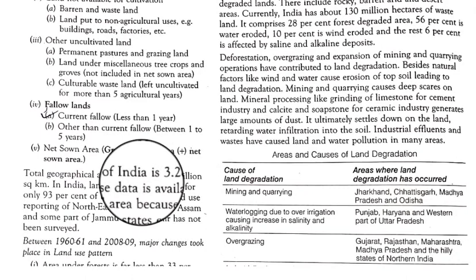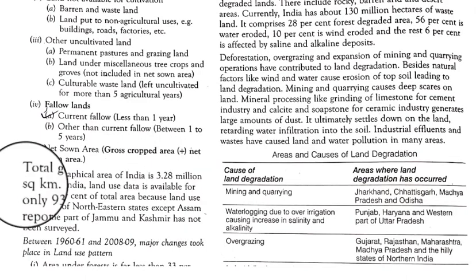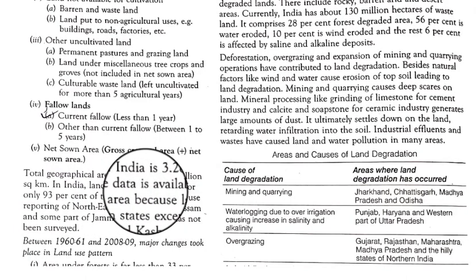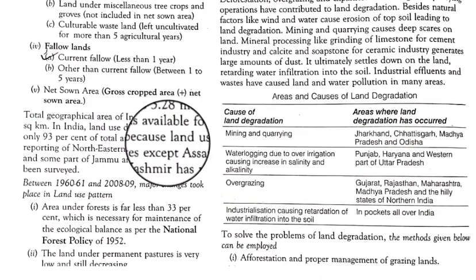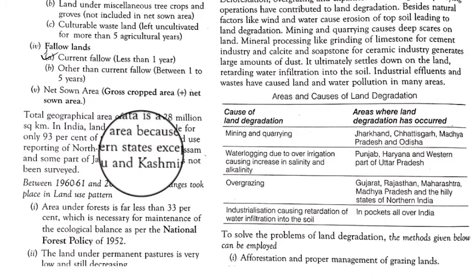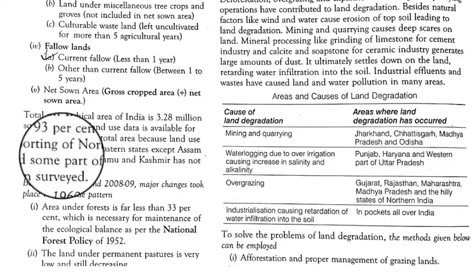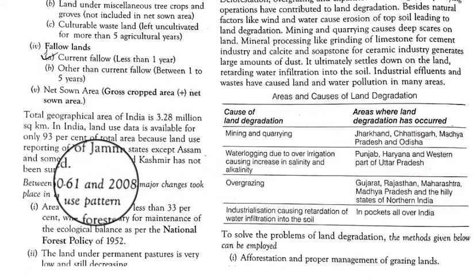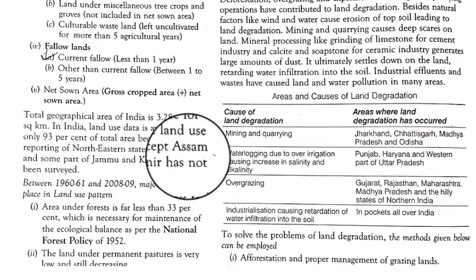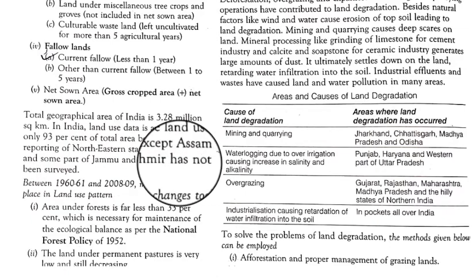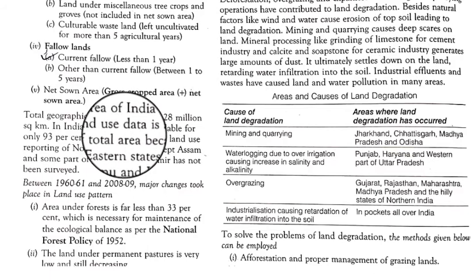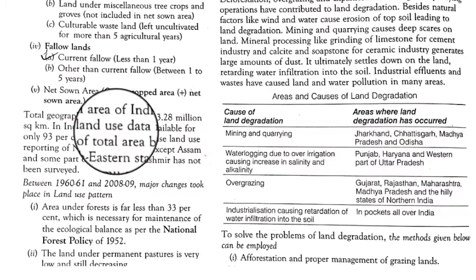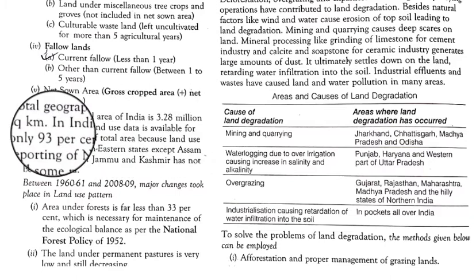The total geographical area of India is 3.28 million square kilometers. In India, land use data is available for only 93% of the total area, because land use reporting of the northeastern states except Assam and some parts of Jammu and Kashmir has not been surveyed. So except for those, all the lands are surveyed and the information is collected.